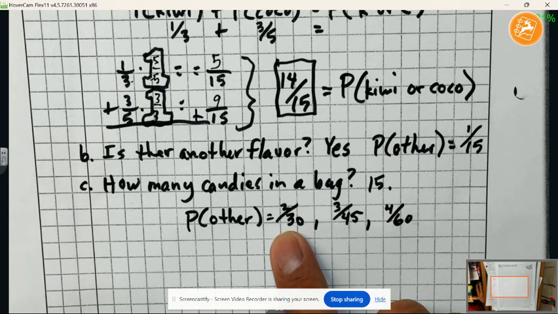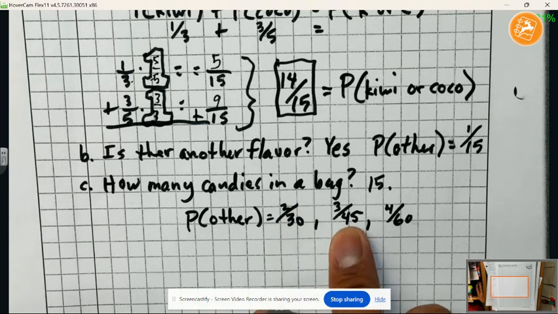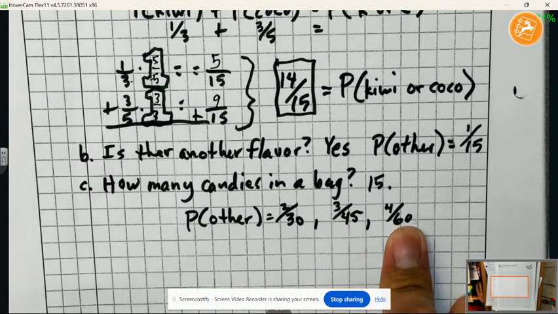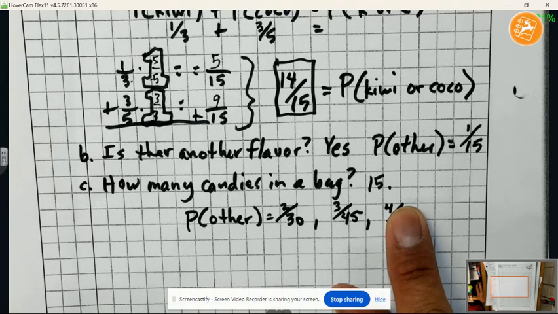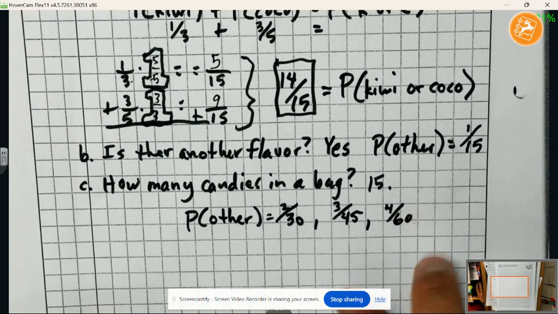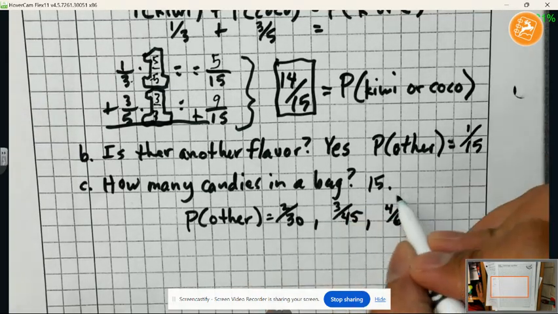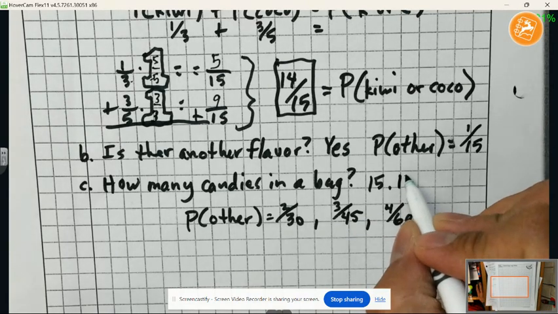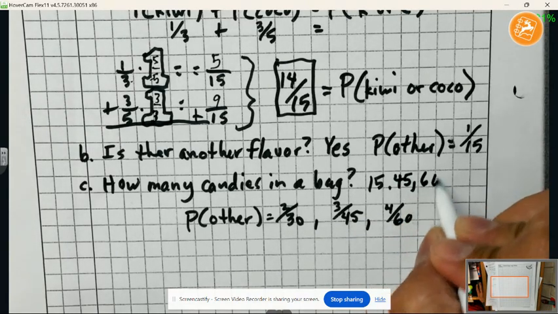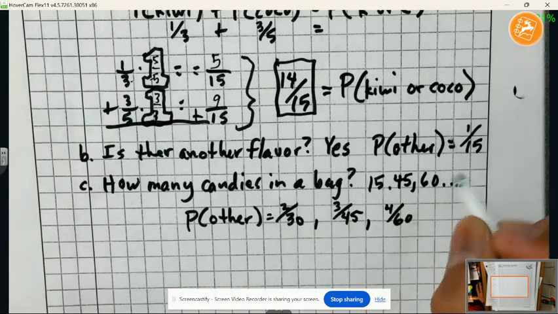Can there be more than 2 flavors? Yes. If there's 45 candies in the bag, there is possibly 3 other flavors. Bodacious banana. And then if we have 60 candies in the bag, there could be possibly 4 other flavors. Right? And that would be awesome apricot added to that. So there could be many. So there could be 45, there could be 60, there could be many others.